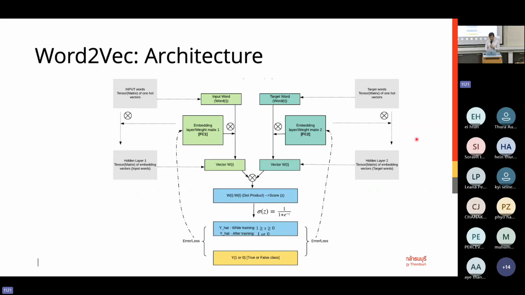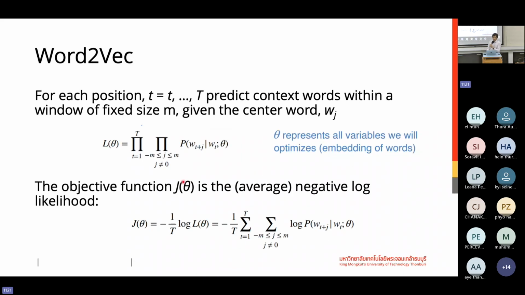I think I have the diagram here. Yeah, so this is how it actually works. You have word I and word J, and then you have the embeddings, which will be trained. You put them together and do the dot product. If they are in context, the output should be 1. If they are out of context, the output should be 0. In context means something similar. Then you just keep training this to get the representation.